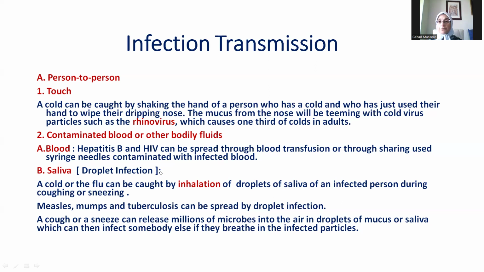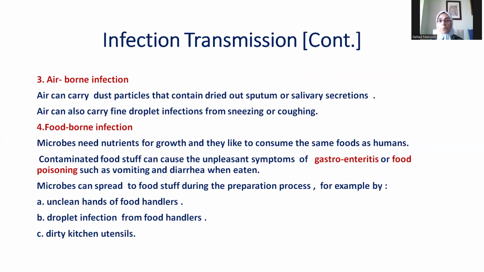Saliva or droplet infection. Again, we define droplet infection as small droplets of saliva or sputum or nasal discharge that are released upon coughing or sneezing. Of course, all respiratory tract diseases are, because I might ask you to give examples of diseases that are transmitted this way or the other. So droplet infection is a famous method of transmission in upper and lower respiratory tract diseases, diseases of the nose, the throat, the trachea, and the lungs.